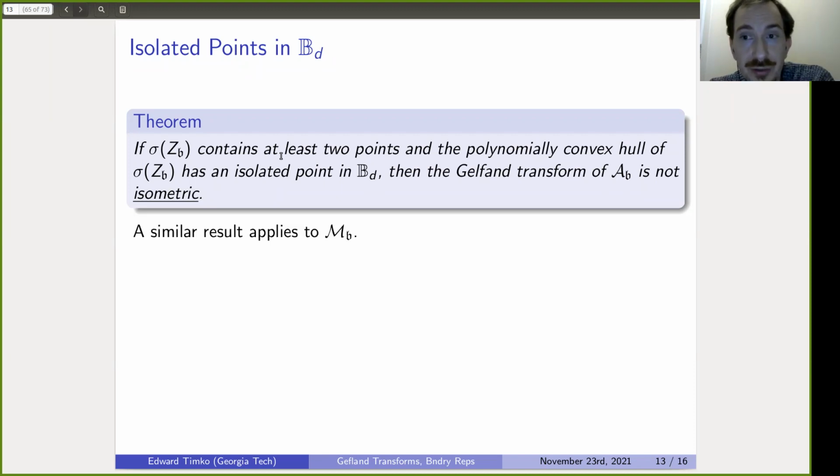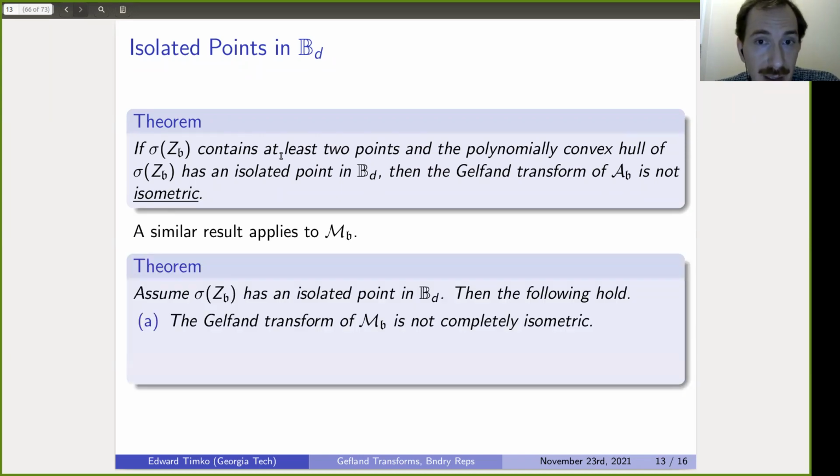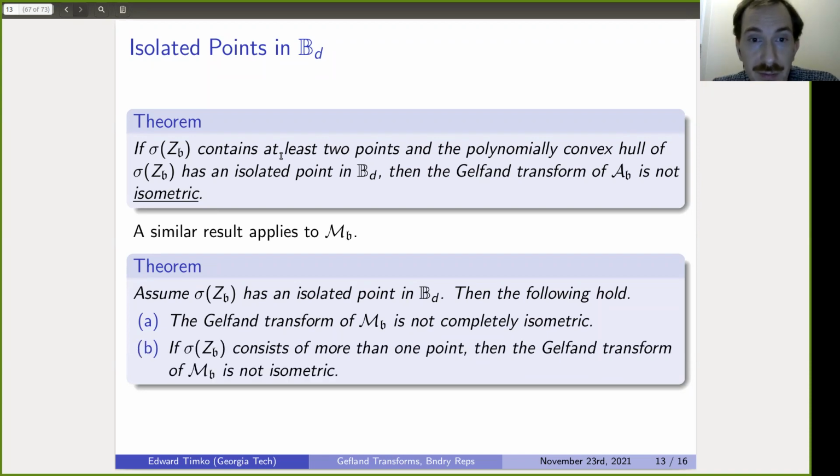And we get similar results for M_B, the weak star closed algebra, except now we can eliminate this condition on polynomial convexity. So if we assume that the spectrum has an isolated point in the interior of the ball, then first we can say that the Gelfand transformation of M_B is not completely isometric. And if it has more than 1 point, then the Gelfand transformation is not isometric.